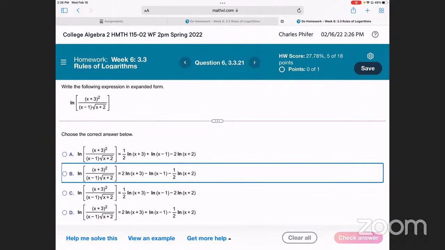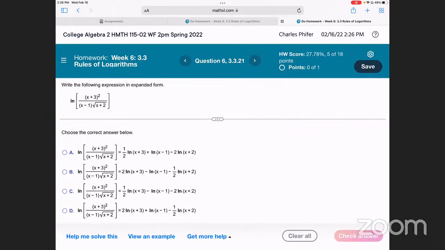Let's see. So it can't be A because when you apply the power rule on the numerator, the 2 would be in the front. So it should be either B or D. 2 times the natural log of the numerator minus. So then it can't be D, right? Because the minus is in the wrong place for D, and they didn't distribute the minus in part D properly. So we're gonna go with B. Okay, let's go with it.